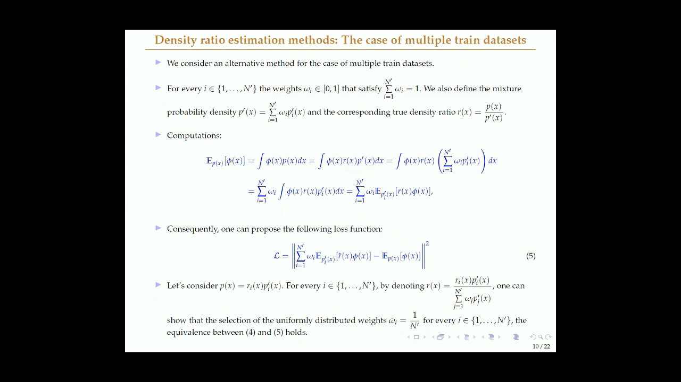Again, we can have an alternative method for the case of multiple train data sets. I will not insist on this, only to say that in this case, we define a single true density ratio function, so it's much more practical from an application point of view, and we reach a different objective function. One may wonder, what is the relationship between these objective functions? In fact, one can easily show that for a particular case of the mixture weights, these two loss functions are equal. So even though we can develop in a rigorous manner an optimization problem, this can be done in multiple ways.